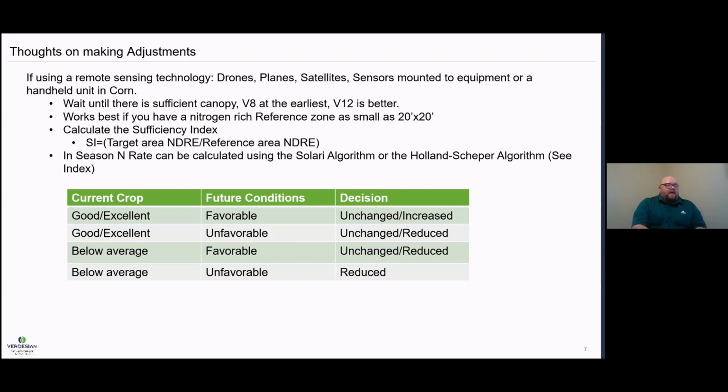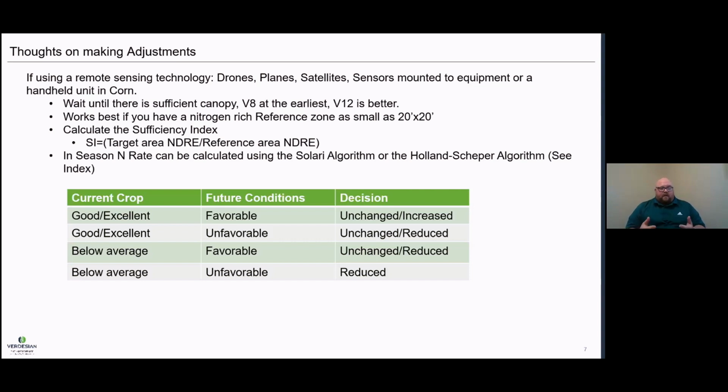If I'm below average and favorable, I might be in the same place. I might not change my nitrogen rate at all. I might reduce it a little bit. If I'm below average or unfavorable, so if I have a poor stand and I have extended drought conditions coming on in a rain-fed situation, I might reduce that application rate of nitrogen, that last rate, just to manage my nitrogen investment and help manage my profitability on that acre.